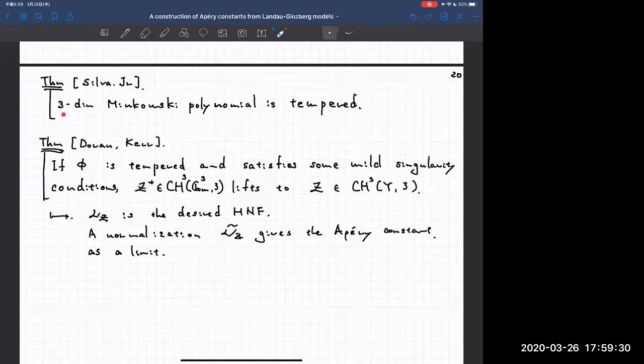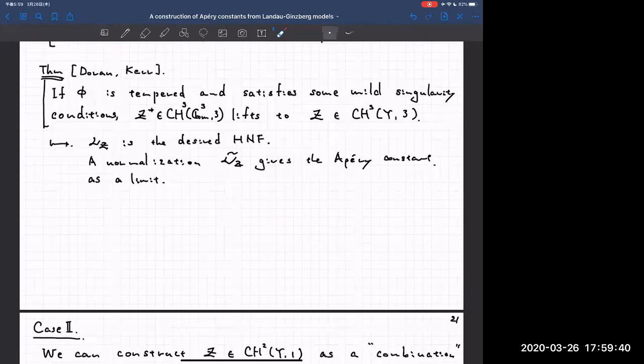And Silva Jr. shows that when we consider Minkowski polynomials in the three-dimensional situation, then at least they are weakly tempered. Okay. And this tempered condition is very good to extend the natural torus cycles arising from the torus. So Doran and Harder's theorem says that if phi is tempered, and also we need to be careful about the kind of small singularity conditions, but for Mukai's threefold case, we do not need to care about it. Then for this family, this star inside of the torus leads to the family of the higher cycle over all of our family, our Landau-Ginzburg model.